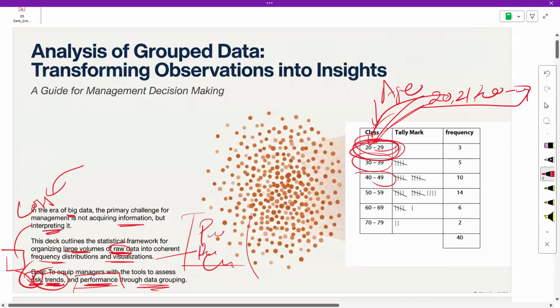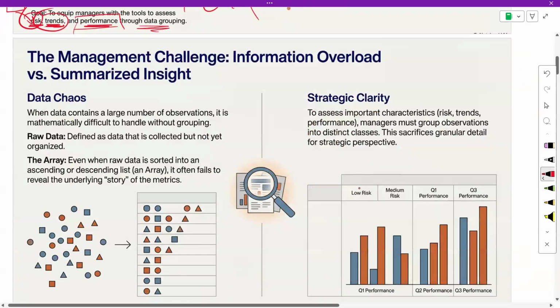So data grouping, simply, we make the data into classes. Management challenges: information overload versus summarized insights. Here, as I told you earlier, when there are more and more observations, it's very hard to get insights. Handling ungrouped data is very difficult. So it gives information overload. So what they do is they summarize the data set into groups.